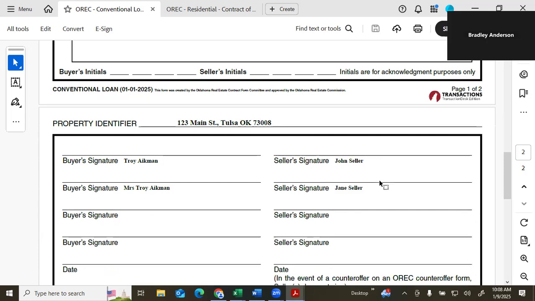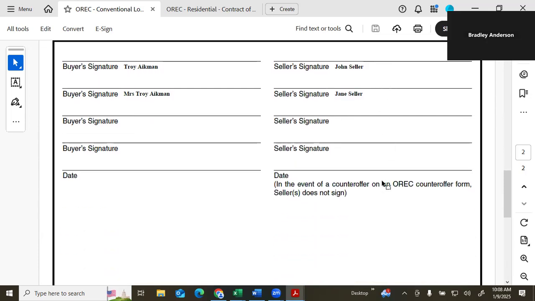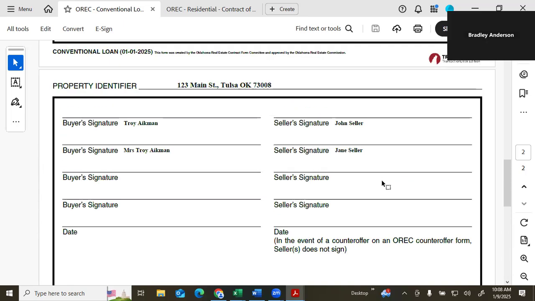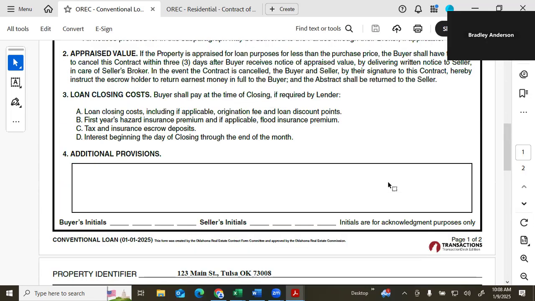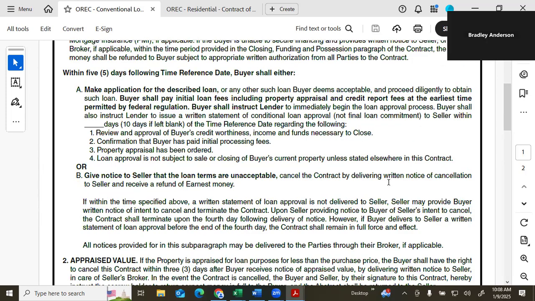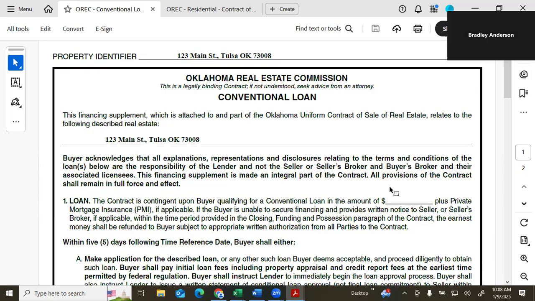And then this is signed by the buyer and the seller. So this is not signed by either agent, because we are not parties to the contract. All right, but the buyer and seller is. All right, so that is pretty much it regarding how you fill in the conventional loan addendum.